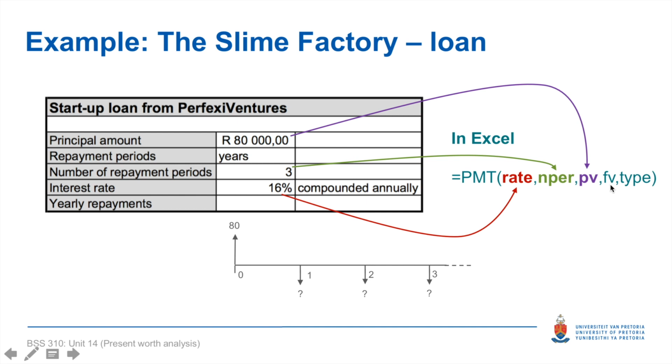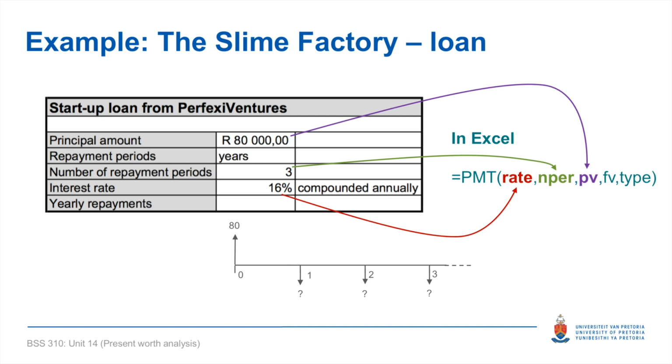FV stands for future value. That's not something that we deal with in this example, and that's also not something we'll necessarily deal with in BSS 310. If you, for example, had a balloon payment at the end of your financing plan, as many vehicle financing plans have these days, you would have had something to put in the FV argument. But for now, we'll just leave it blank.